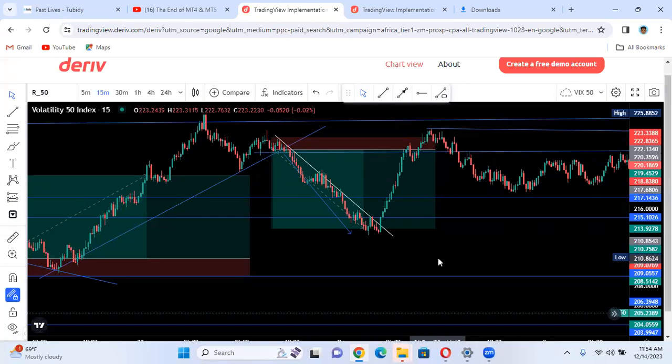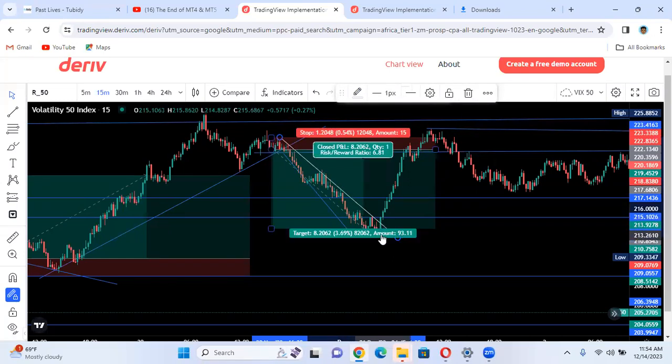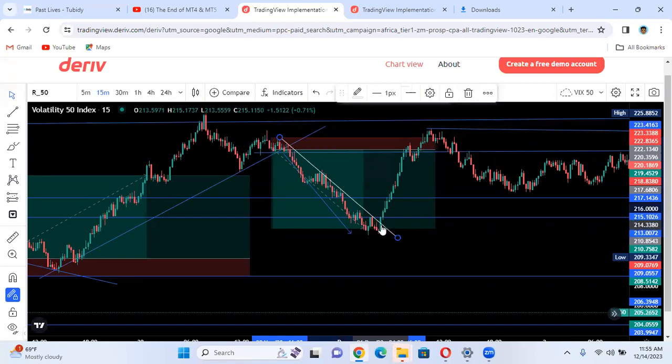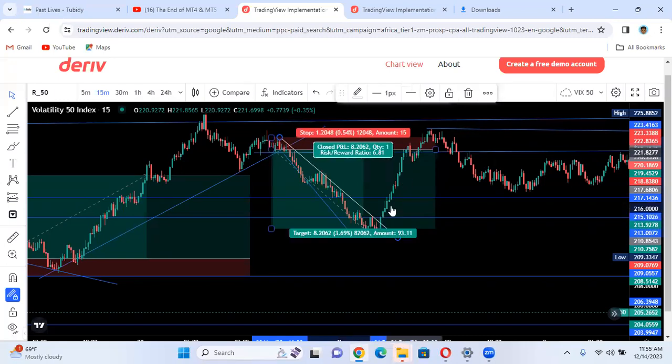But if you want to grow it, just use the smallest lot. If you've got a $10 account, use maybe a lot of one here alone. If it reaches here, you make about maybe double your money or even triple.